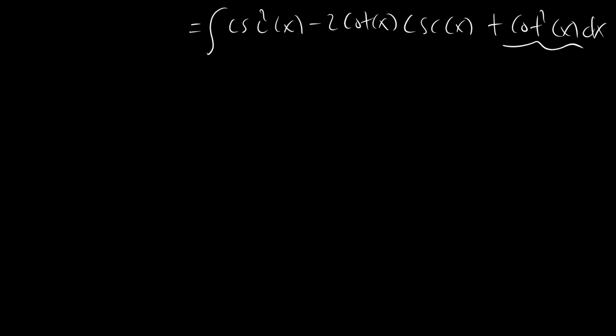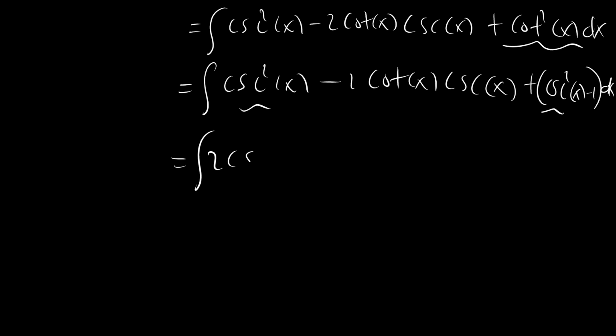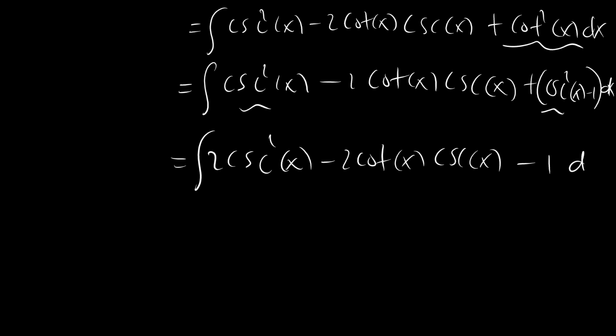This here cotangent squared is the same as cosecant squared of x minus 1, so we have cosec squared of x minus 2 cotangent of x cosec of x plus cosec squared x minus 1. So this and that gel up so that we have 2 cosec squared of x minus 2 cotangent of x cosec of x minus 1.